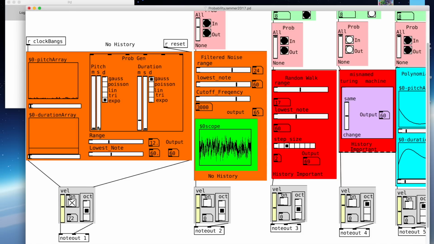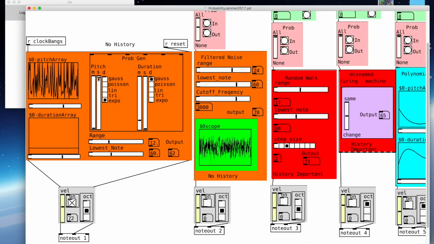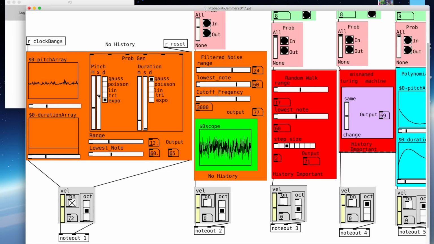And finally, we have the exponential distribution. This will introduce the amount of variation. Now, if I want just a bit of variation, I can set it there and move the whole thing up. So this acts as a bias. So I can control it. Similarly, we have the same sort of things with our duration.